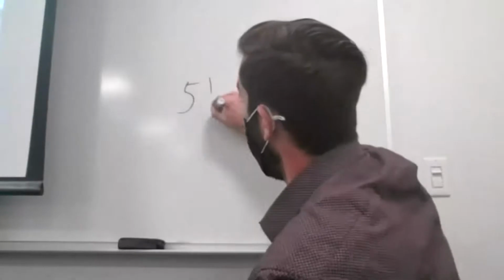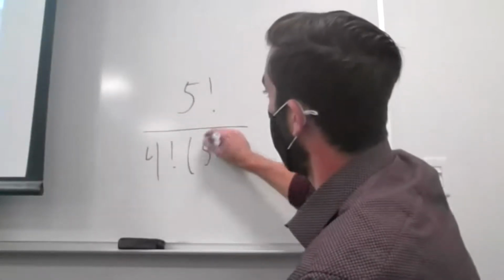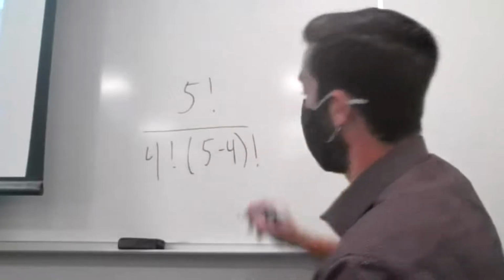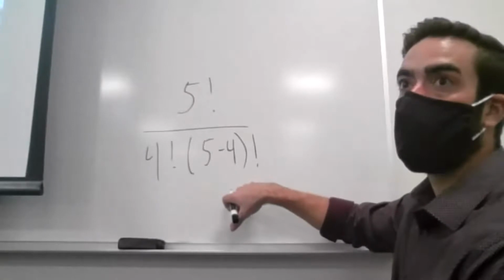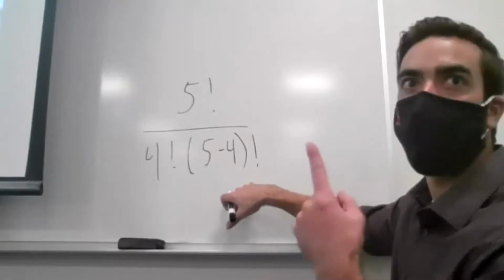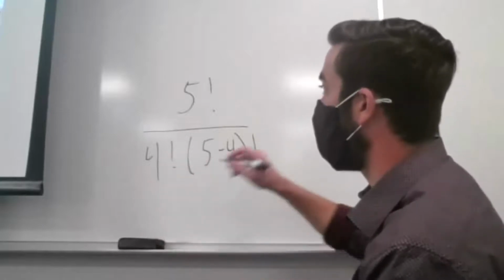Just a reminder of some of the stuff we can do here. Let's get rid of this. 5 factorial over 4 factorial times 5 minus 4. All right. First of all, this is just 1 factorial. 1 factorial is just 1. So I can ignore that. Multiplying or dividing anything by 1 is the same thing.